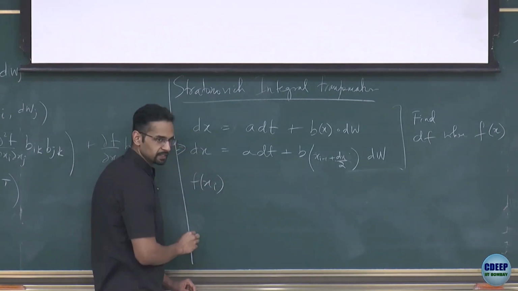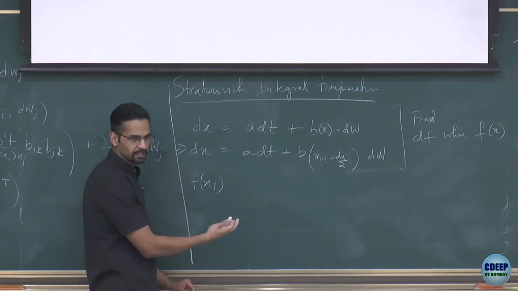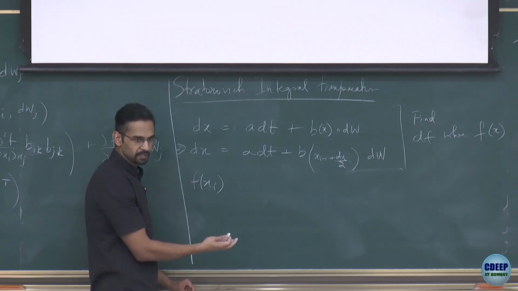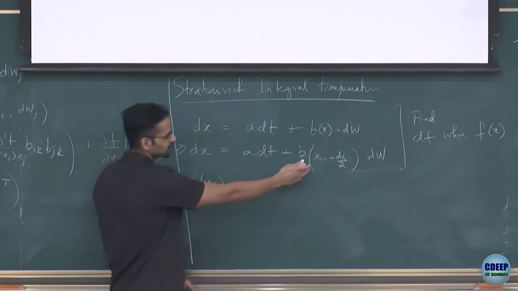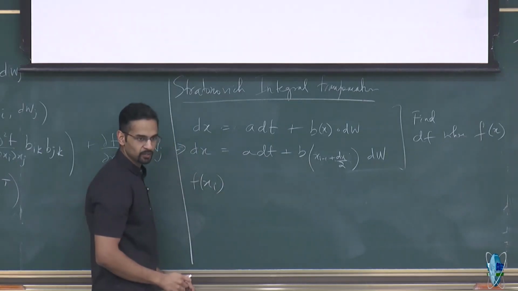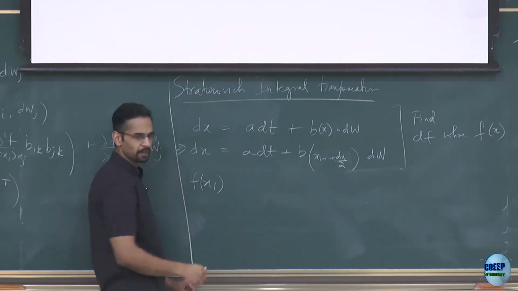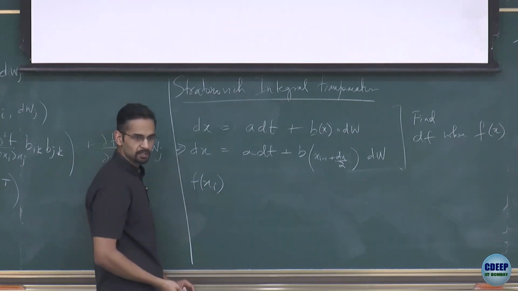So we do a Taylor series, right? Again, in Ito's case also we use a Taylor series, but we used Ito's mnemonic. Here we don't have that mnemonic because, at least at this point, this is a Stratonovich equation. So I cannot directly apply that. I cannot apply Ito's mnemonic to Stratonovich, right?